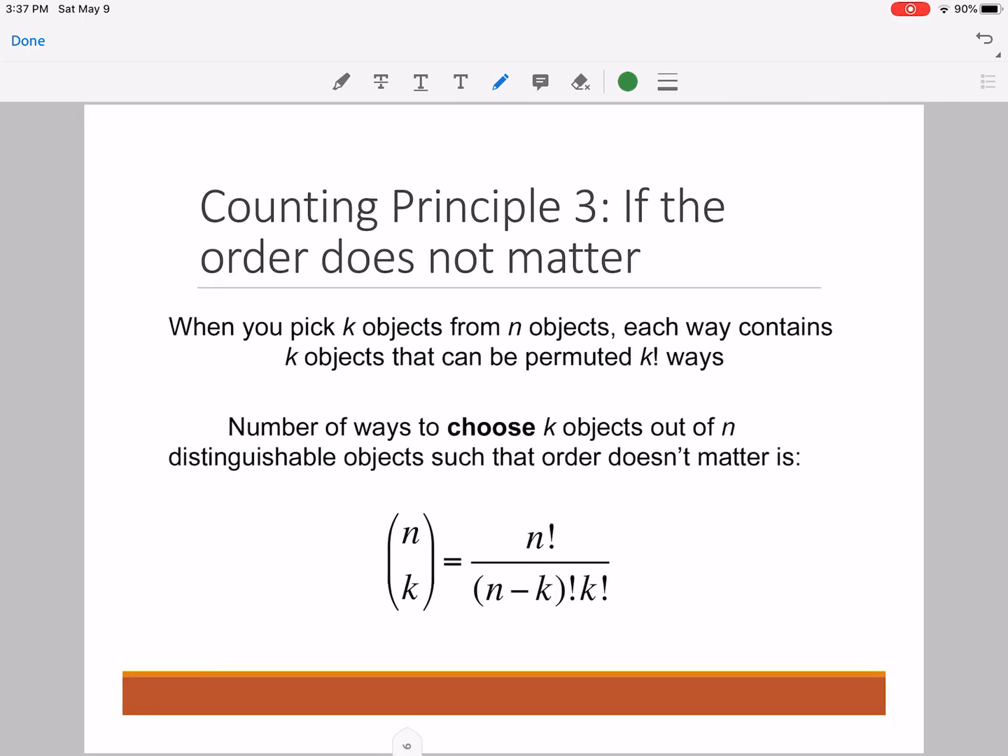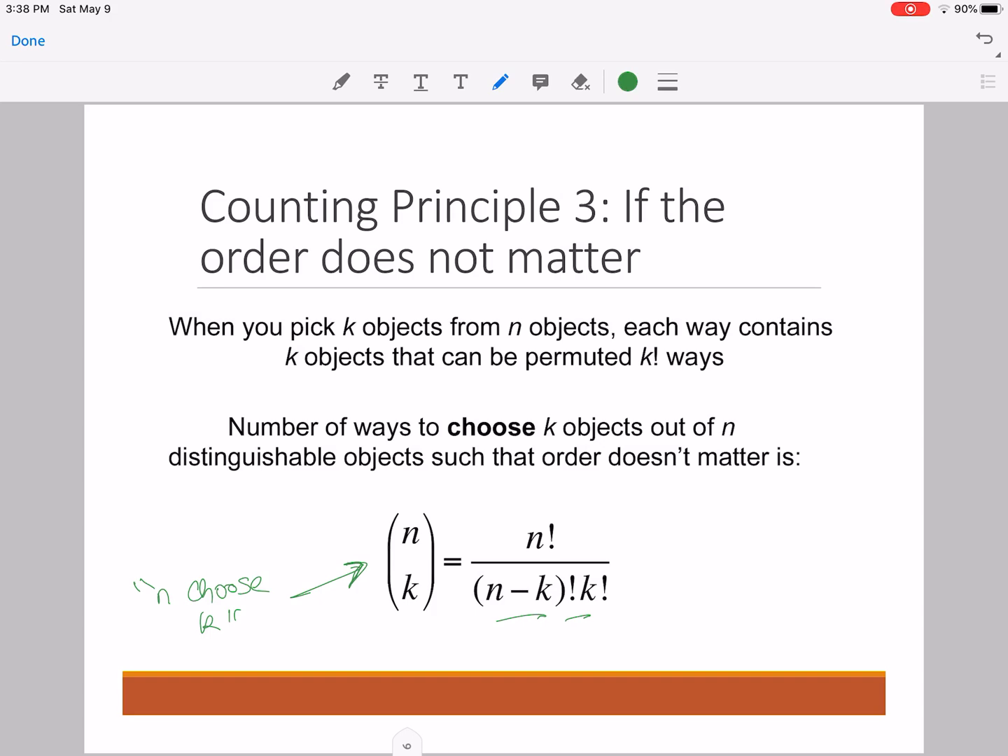Then comes counting principle 3. Let's say that I would like to pick k objects out of n objects without replacement, but I really don't worry about the order. In that case, the number of ways to choose k objects out of n distinguishable objects is going to be n factorial over n minus k factorial times k factorial, abbreviated as n choose k. So this notation right here is called n choose k. So if I were to ask you, in how many ways can you choose a certain number of items out of n? You'll say n choose k, where k is the number of items that I'm picking.